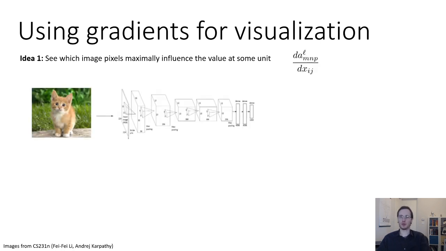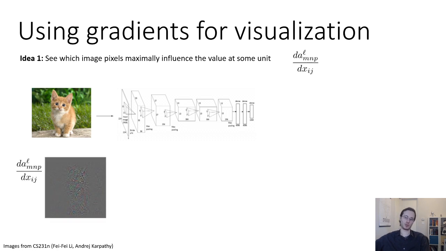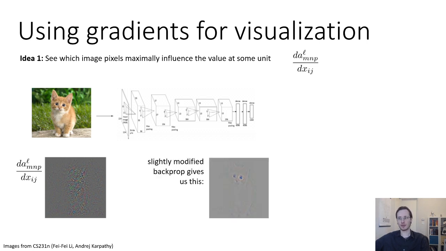Okay, so let's see how this works in practice. Let's say that you have a network here that looks like AlexNet, and you feed in a picture of a cat. If you actually go and compute the derivative of some mid-layer activation with respect to every position in the input image, you'll get something that looks like this. Okay, it's not great. You can kind of tell maybe that it's more or less cat-shaped, although there's a lot of noise everywhere and you can't really tell what's going on.